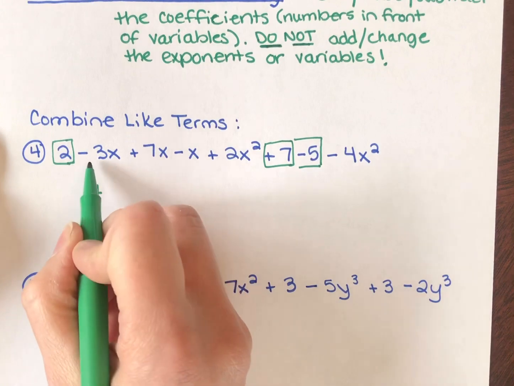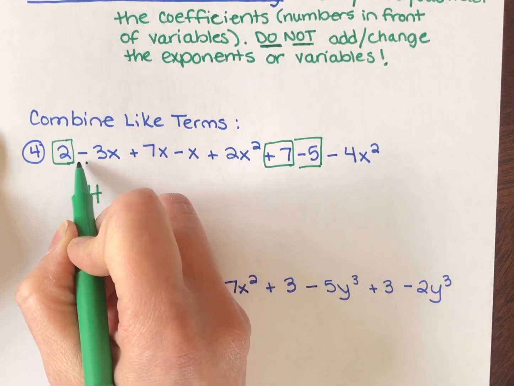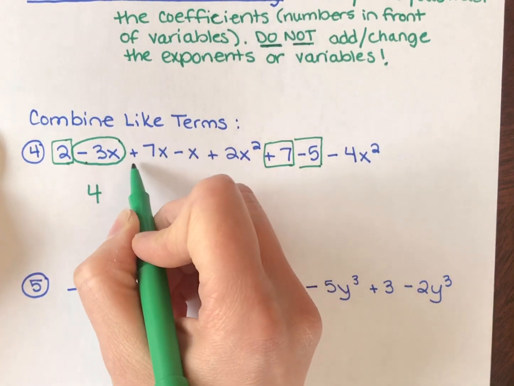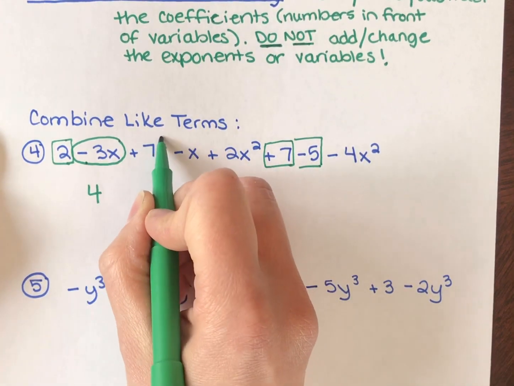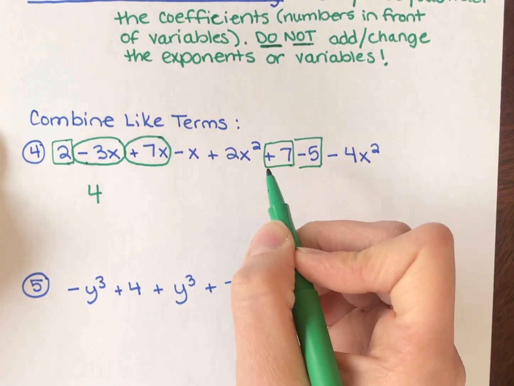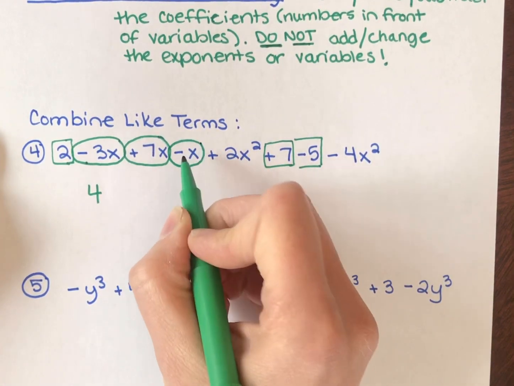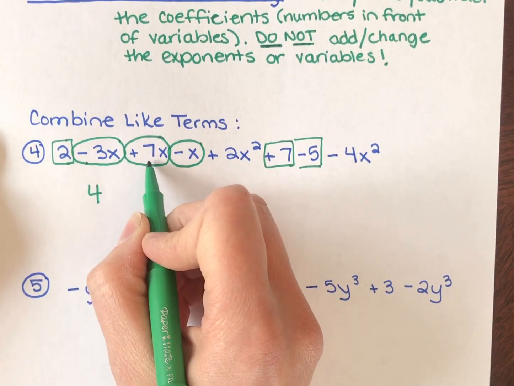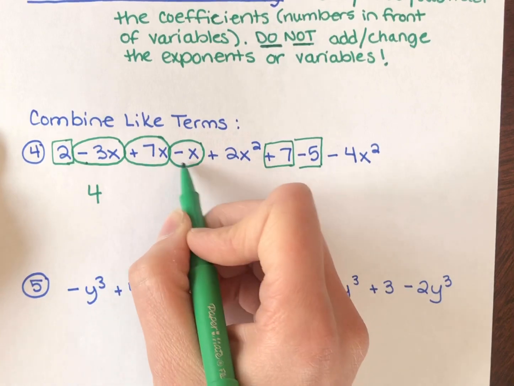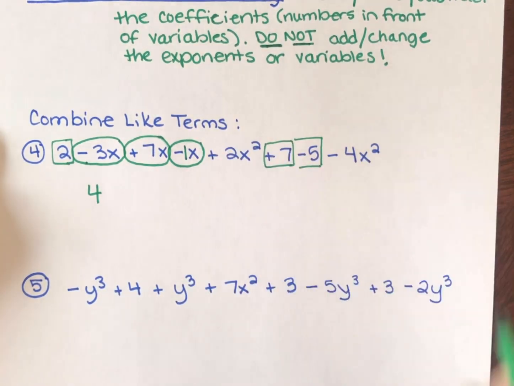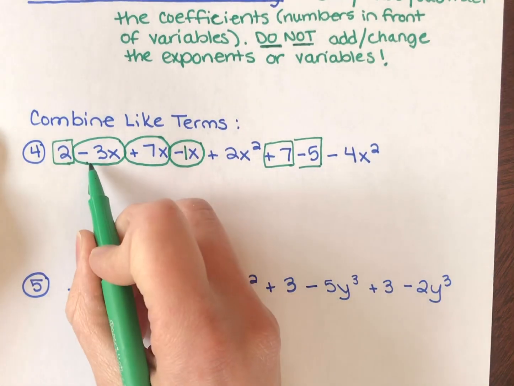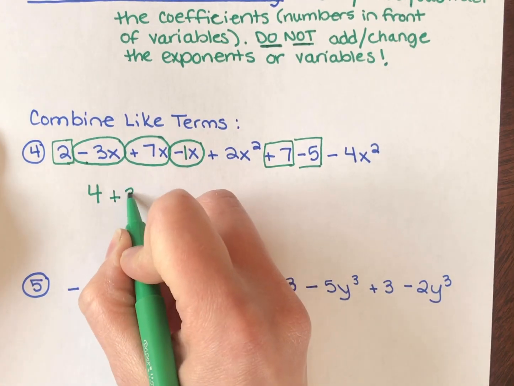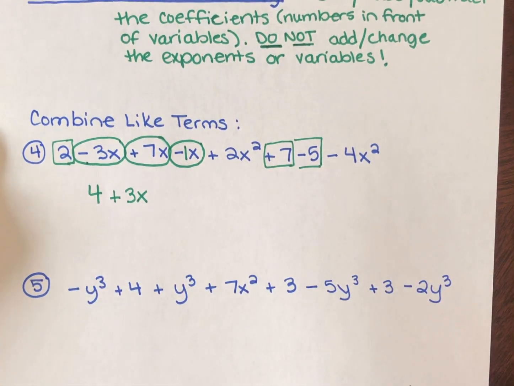Now I'm going to scan my problem, and I have a 3x. Now be careful, you want to make sure you include that negative. So I've got a negative 3x. I can only combine that with any other x's. There's a positive 7x. There's another x, and again, that has a minus sign with it. And I don't see any other x's. So negative 3 plus 7 is 4, and 4 minus that x, think of that as a 1 out front, a -1. So negative 3 plus 7 is 4, and 4 minus 1 is 3. So that becomes a positive 3x.